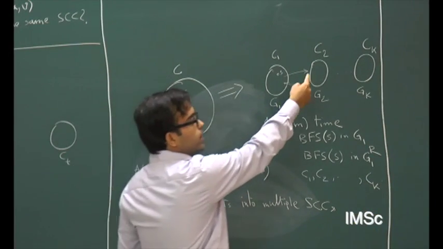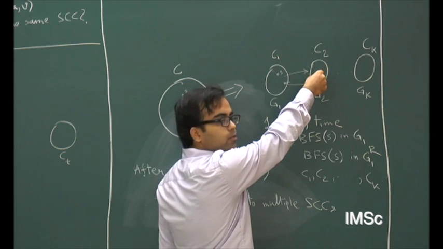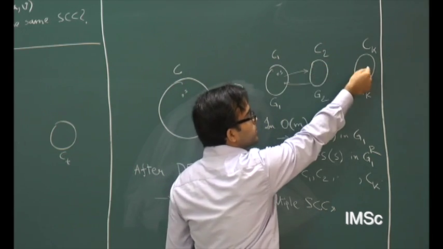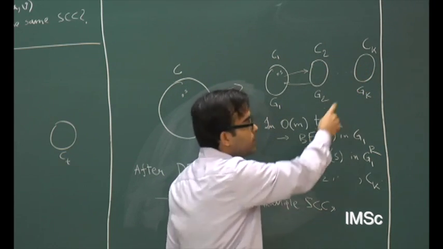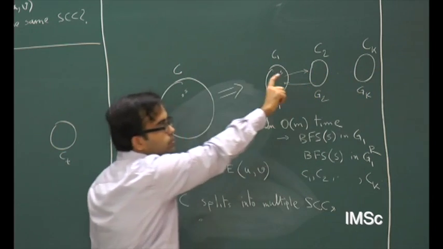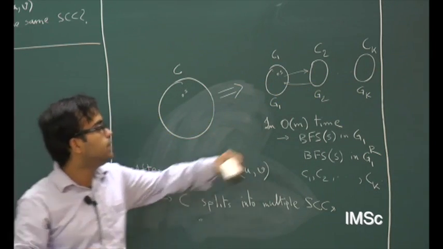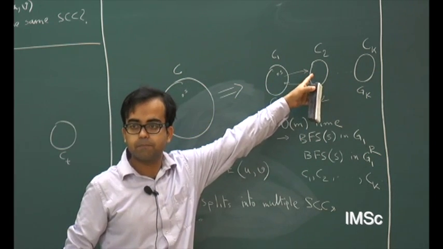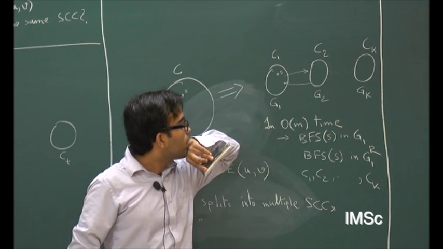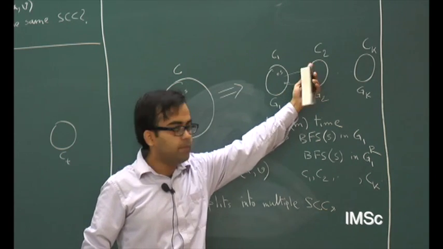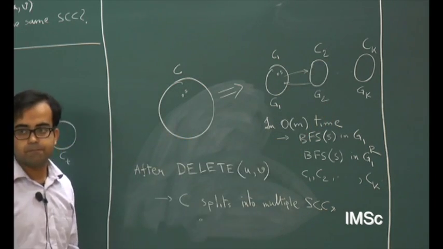So, we need to extend the same idea. We need to again pick a source node here for C2, a source node here for C3, up to Ck, so that we will maintain 2 BFS trees in each of these components. Now, which source node should we pick so as to minimize the runtime?